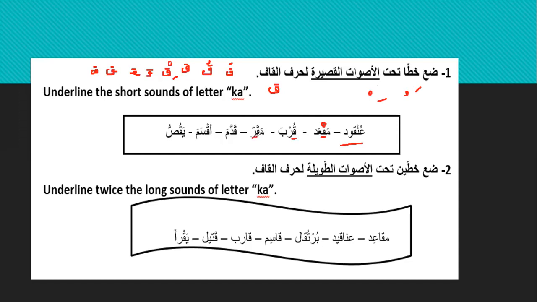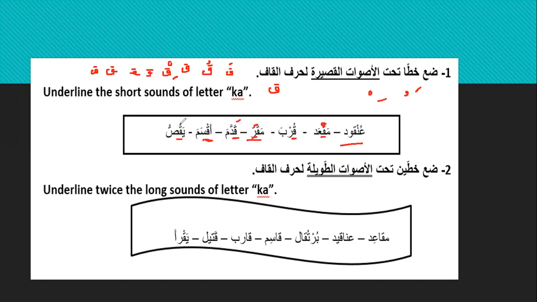Maqar, here's the letter Qa, and it's having fatha above it, so we have to underline it. Qaddama, here's the letter Qa, and it's having fatha above it, so we have to underline it. Aqsama, here's the letter Qaf, and it's having sukun above it, so we have to underline it. And here yaqussu, here's the letter Qa, and it's having dhamma above it, so we have to underline it. Okay, so these are the short sounds of letter Qa.